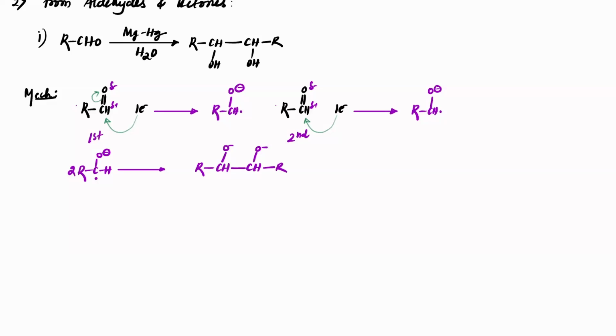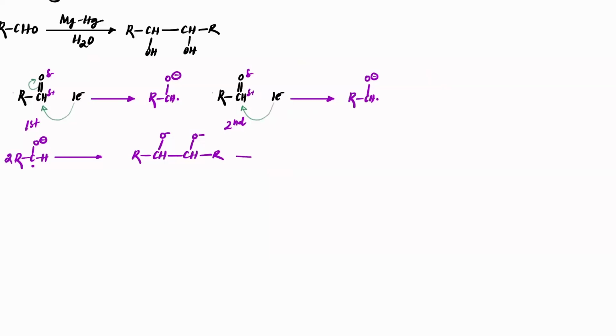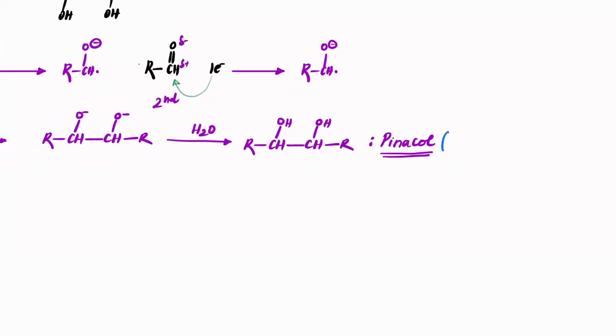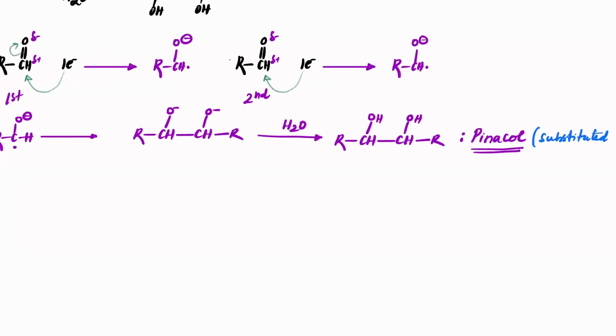Now this alkoxide, when you react with water, will become the alcohol, OH and OH here. So what is this one? This is pinacol. Any substituted diols are called pinacols. That is called pinacol. Clear?